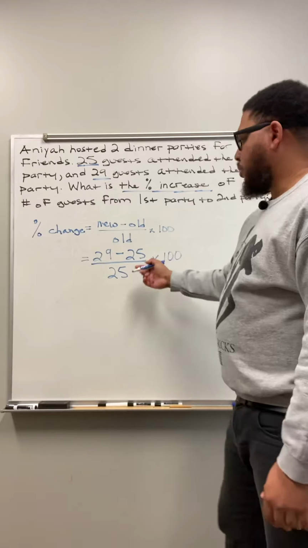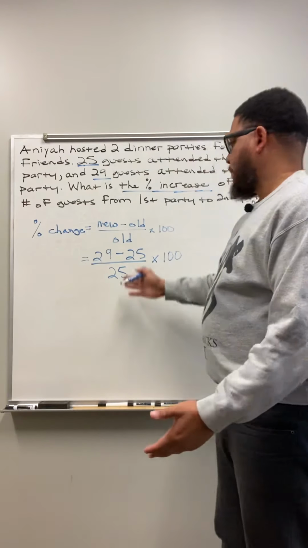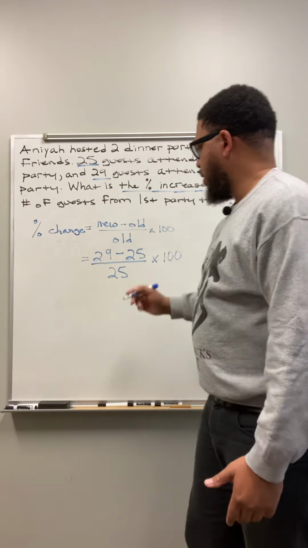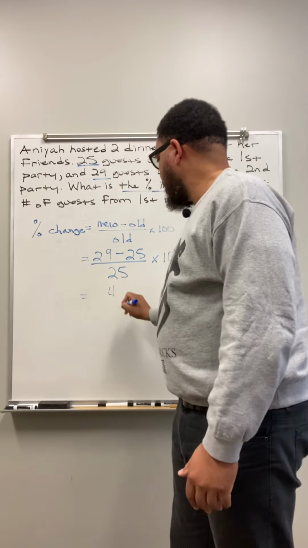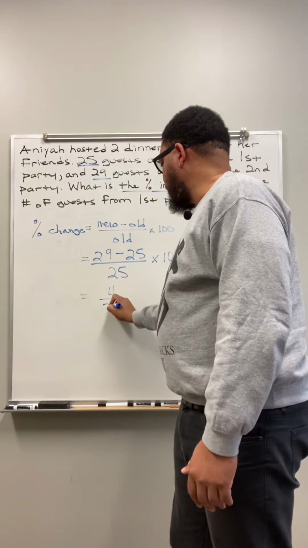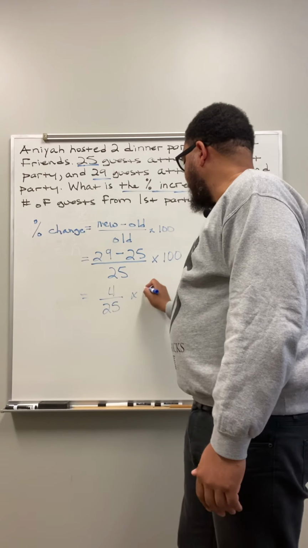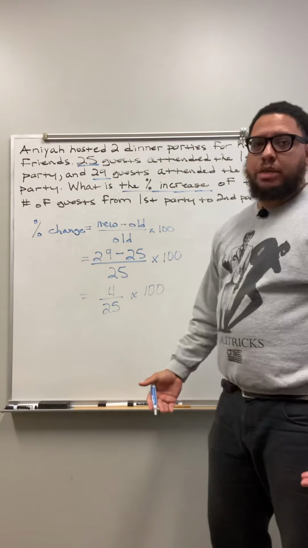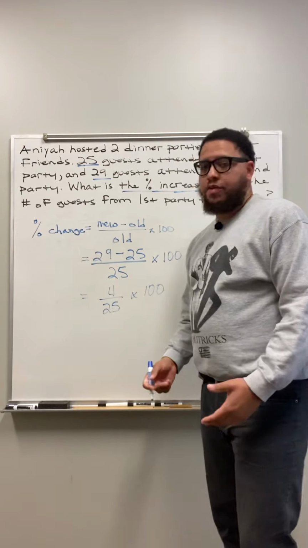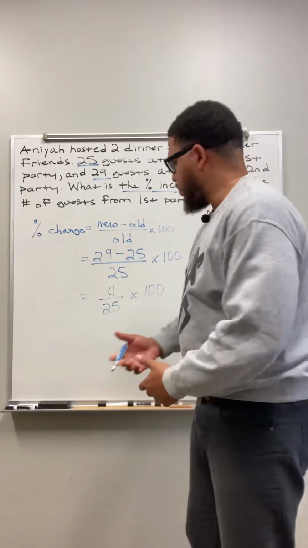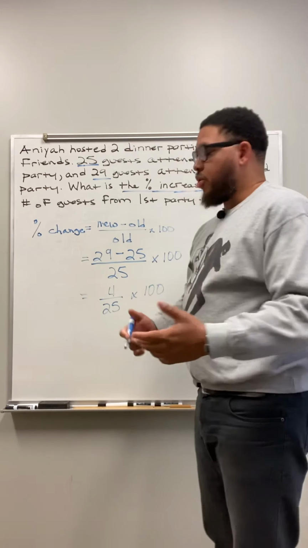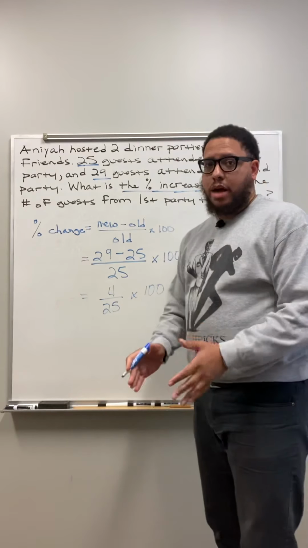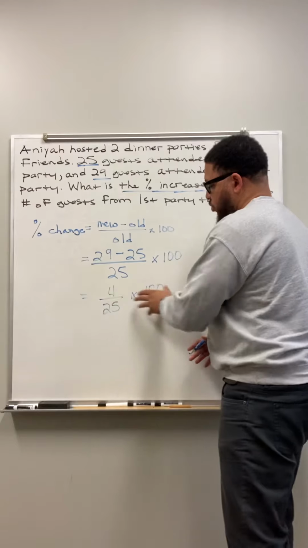So now we just have to use some order of operations. And in this fraction, we can simplify this by doing 29 minus 25, which is 4. And then our denominator is 25. And then we got times 100. Now, it's a couple things we could do now. If we're using a calculator, you would just do 4 divided by 25. You would get a decimal, and then you just multiply that by 100. Or if you're not using a calculator, you might want to cross cancel, right? So if you're not using a calculator, you can cross cancel between these two fractions, right?